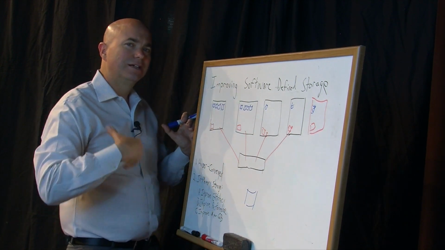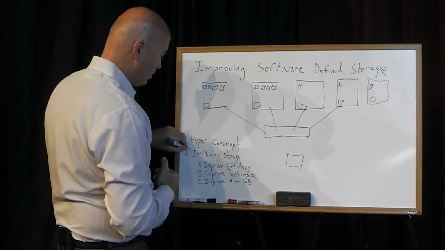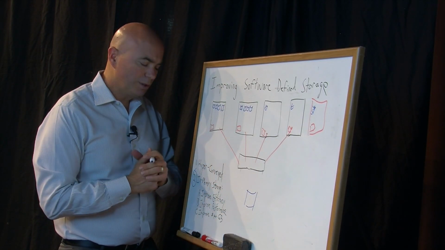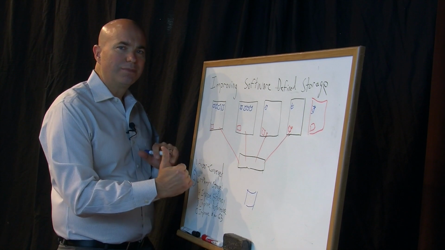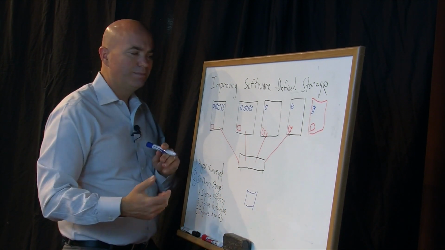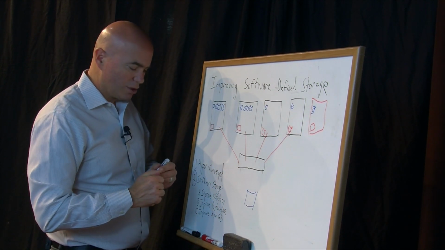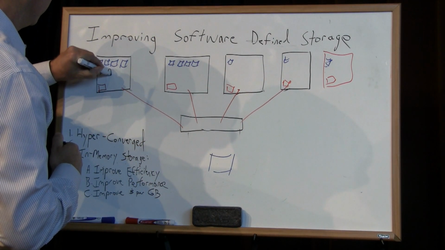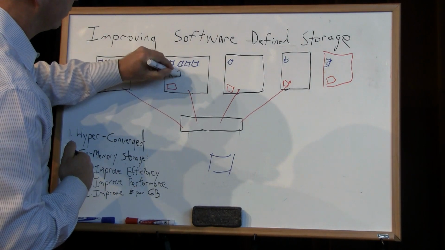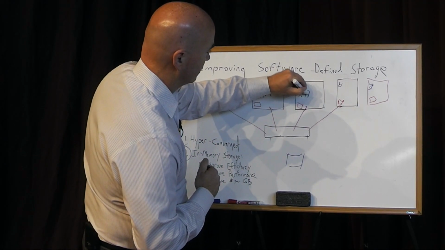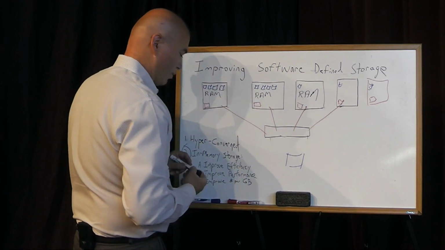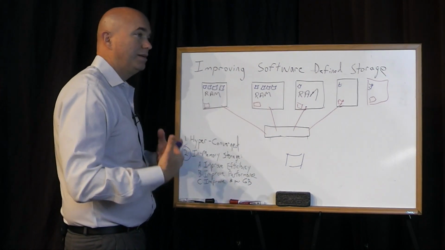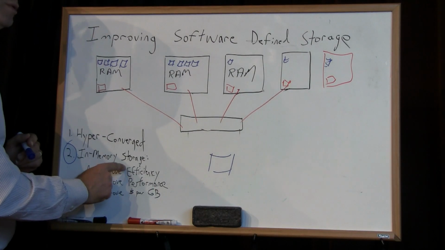But let's not stop there. Let's do more. The number two thing we think we can do, and this is done by companies like Atlantis Computing, is leverage the in-memory component in the server. We call that in-memory storage. So inside these servers, obviously we have RAM. Let's leverage that RAM to do a couple of things. First, let's leverage that RAM as a high-speed processing area to improve efficiency.